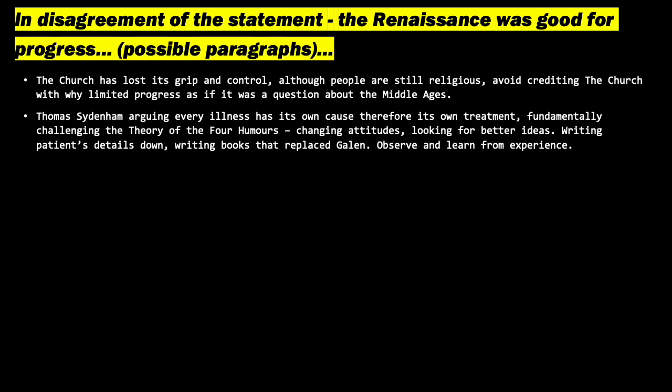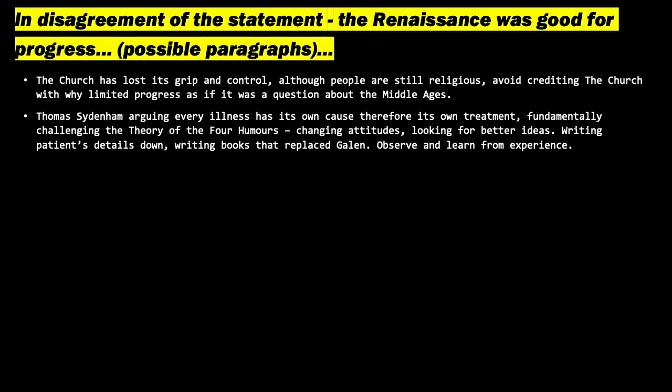You could also bring in Thomas Sydenham, so maybe a paragraph on individuals. So Thomas Sydenham, he argued every illness has its own cause, therefore its own treatment, fundamentally challenging the theory of the four humours, changing attitudes, and we mean attitudes of society, not just a few people. He's looking for better ideas. In fact, everyone was in this Renaissance period, weren't they? This rebirth, re-enlightenment period. He's writing his patient's details down.